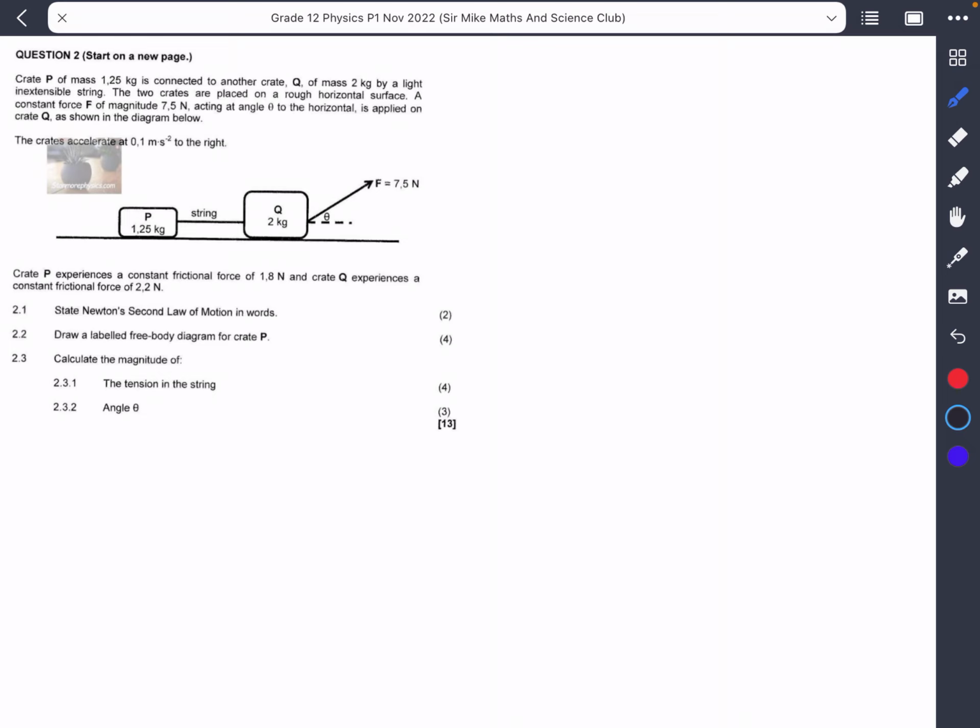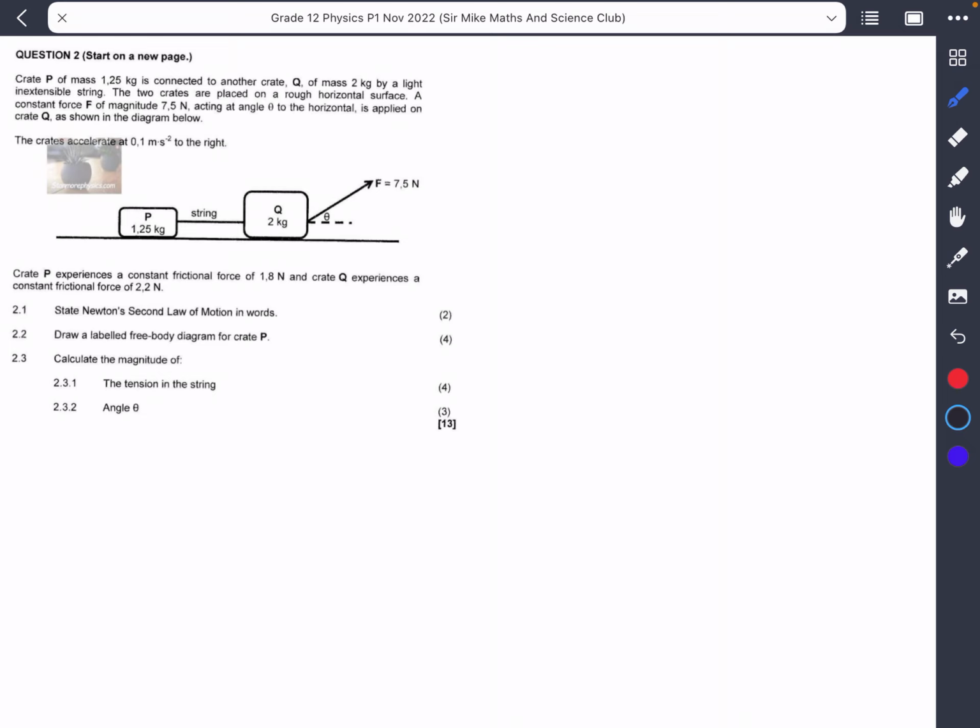They say that crate P of mass 1.25 kg is connected to another crate Q of mass 2 kg by a light inextensible string. What they are simply saying by that word is that the string or rope doesn't contribute anything to our system. It doesn't have any mass. It's massless, in other words. So it doesn't contribute anything.